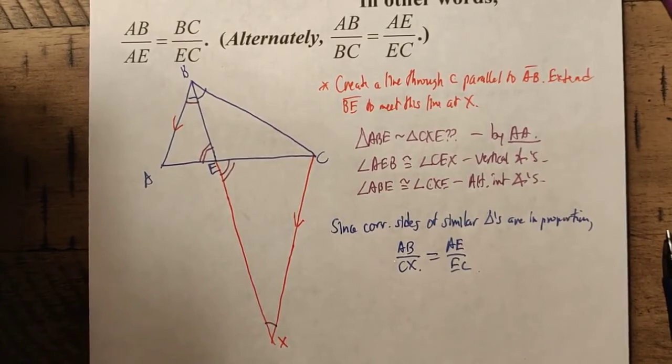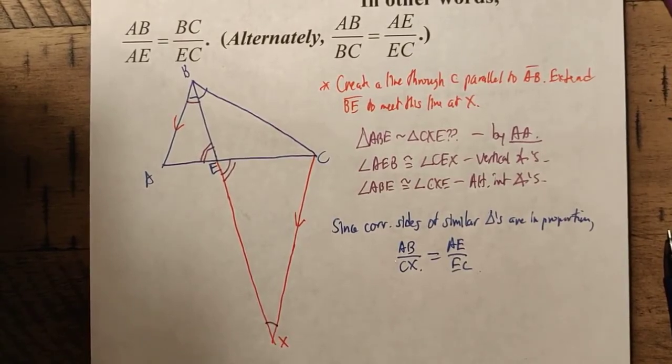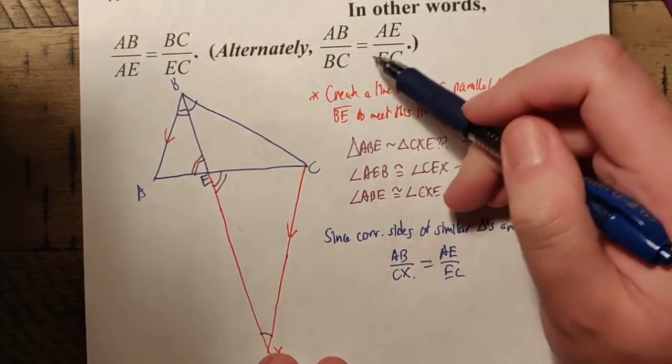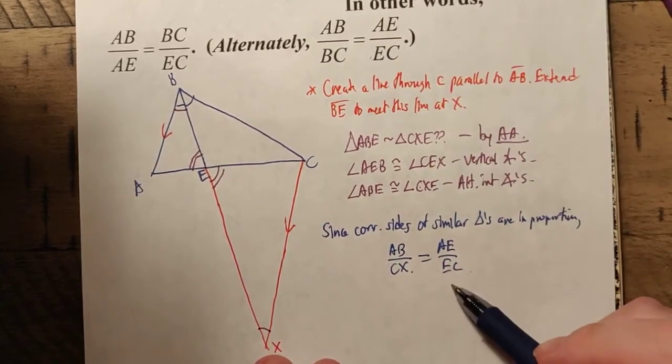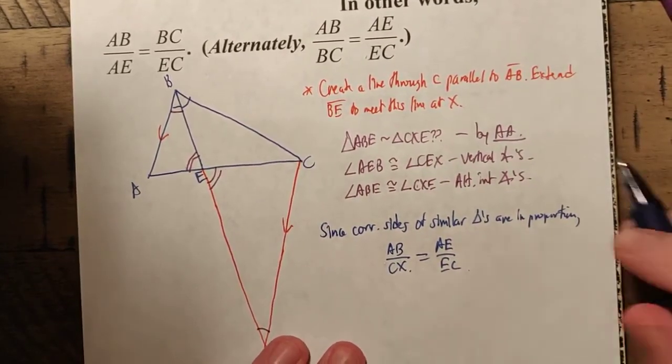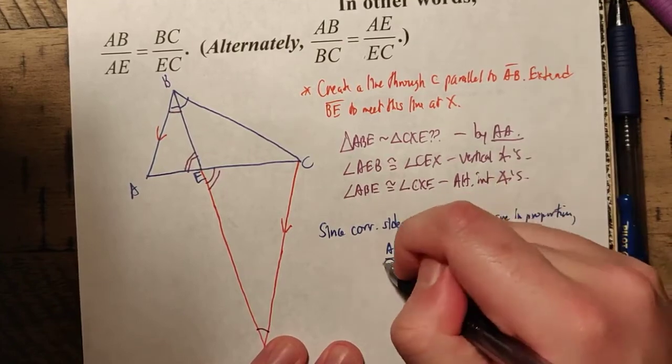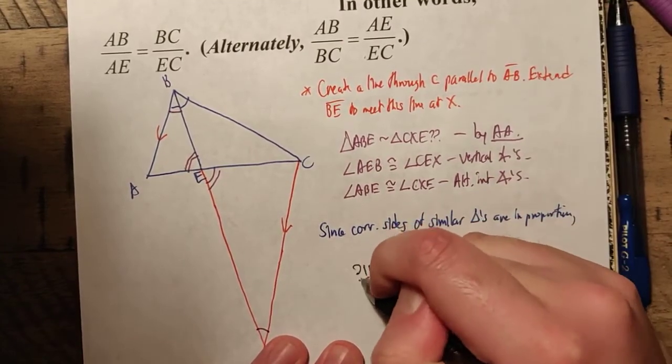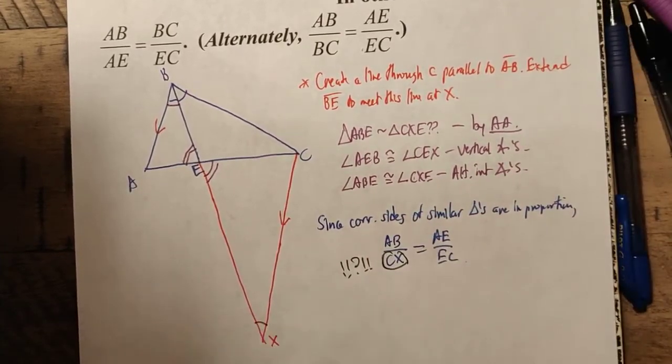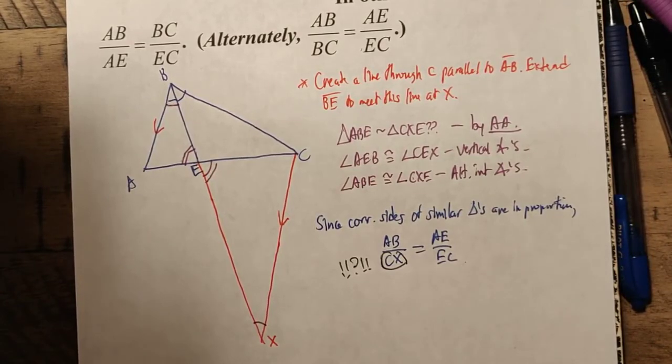I wanted to say we were done, ladies and gentlemen. Unfortunately, we are not done. Because as you see here, this was our goal, and we almost have our goal. We have this little thing here. We have a CX. What are we going to do with that? We'd like to get rid of it and replace it with BC.